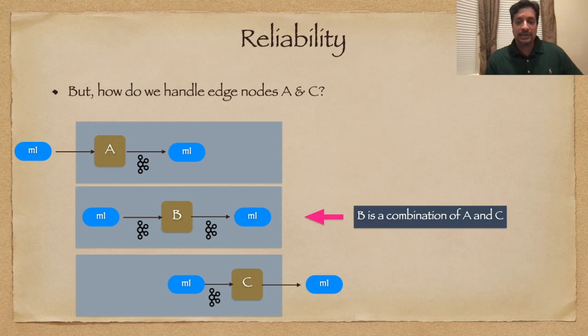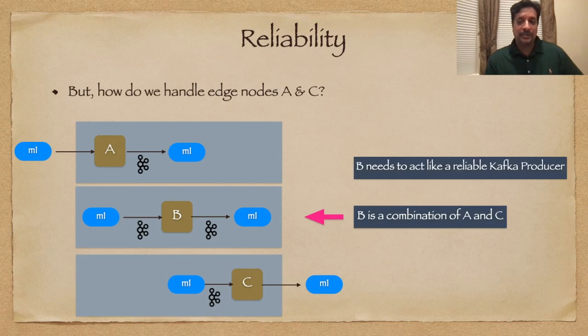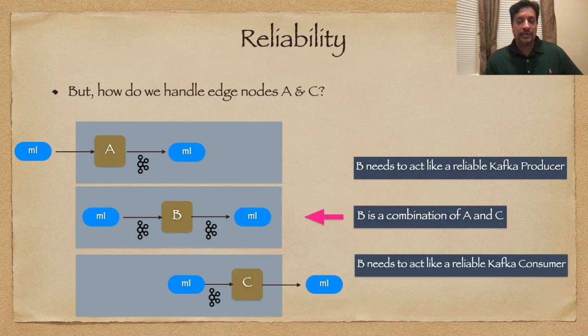Last but not least, what does B need to do? Well, B is a combination of A and C. So B needs to act like a reliable Kafka producer, like A, and it also needs to act like a reliable Kafka consumer, like C.